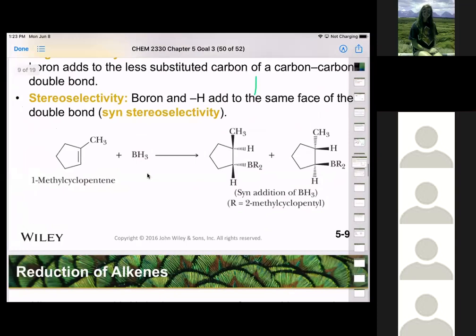That four-membered transition state where the hydrogen is adding and the boron is adding at the exact same time. That exact same time gives us syn addition, same side addition, and therefore we can prove this by using the cyclohexenes.